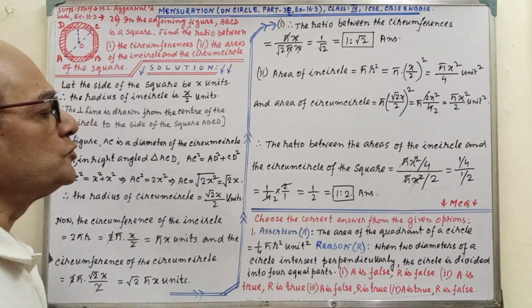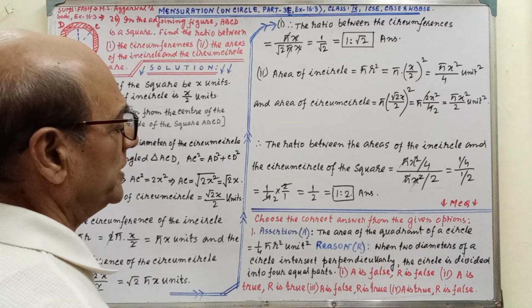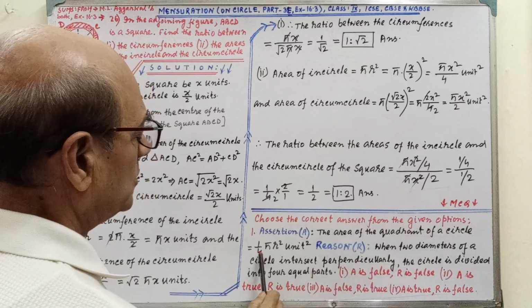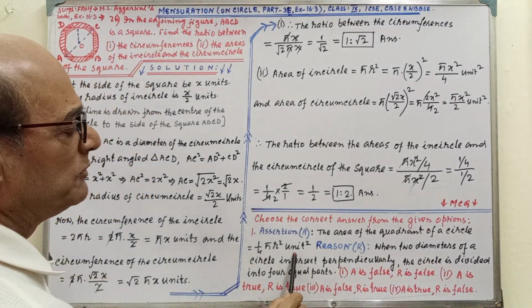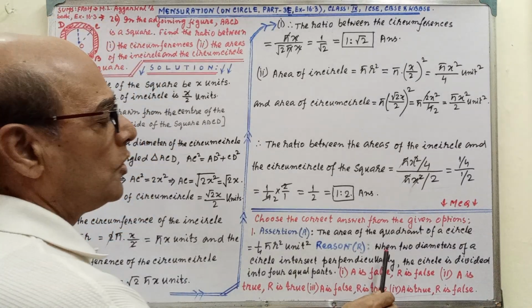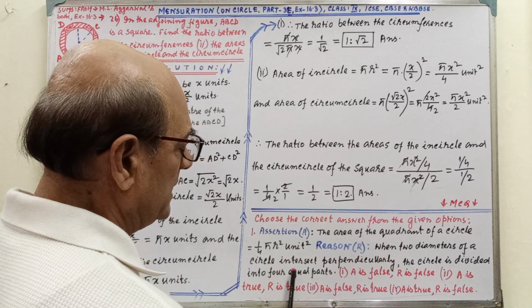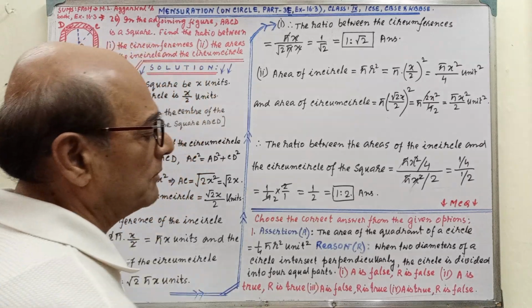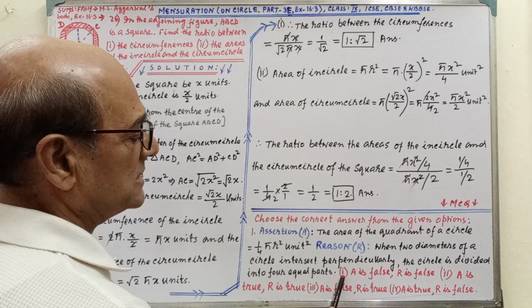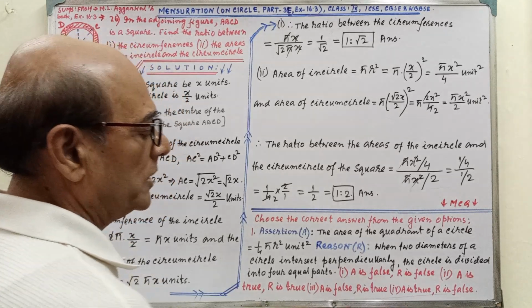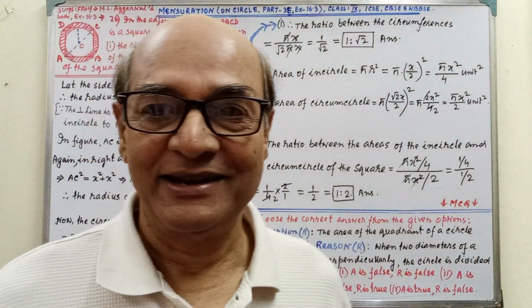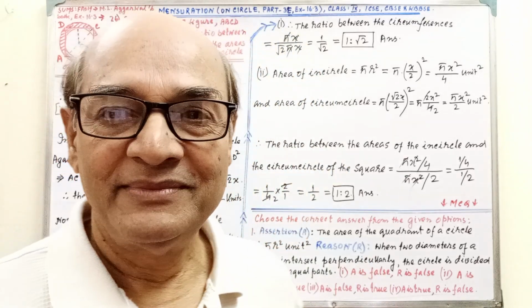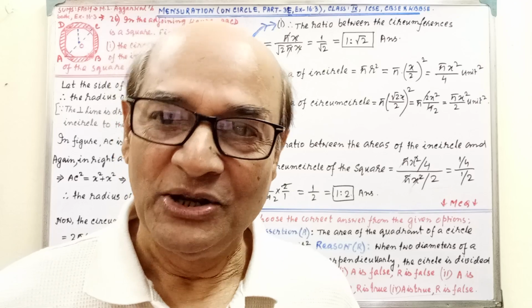Next one, MCQ, choose the correct answer from the given options. Assertion: the area of a quadrant of a circle equals 1 by 4 pi r square unit square, and reason: when two diameters of the circle intersect perpendicularly, the circle is divided into four equal parts. We have to select the answer from 1, 2, 3, 4. Among these four, which one you think is correct, you have to give the tick mark. I think if you follow the steps, you will get this answer yourself.